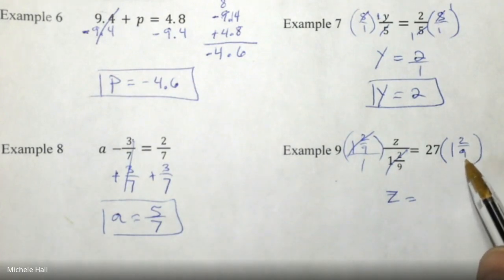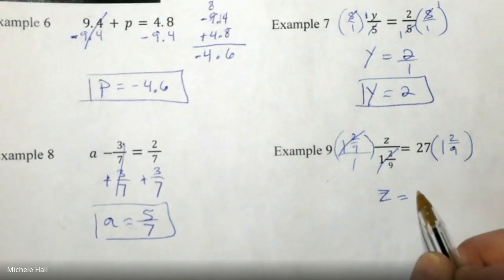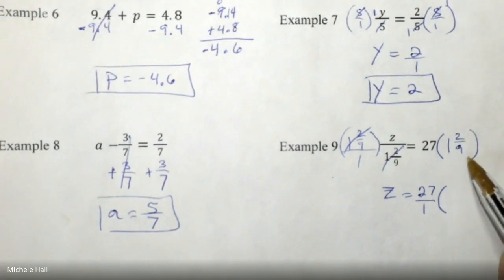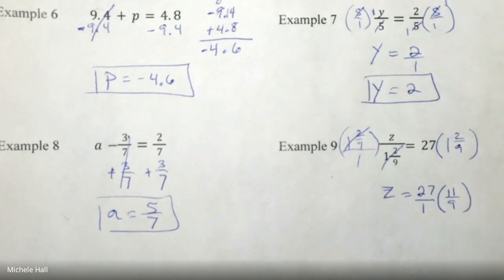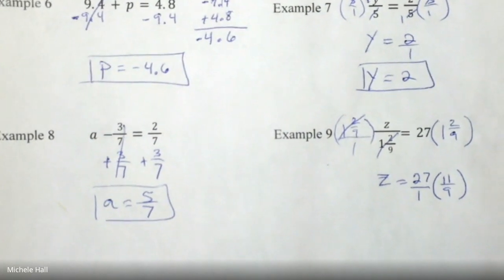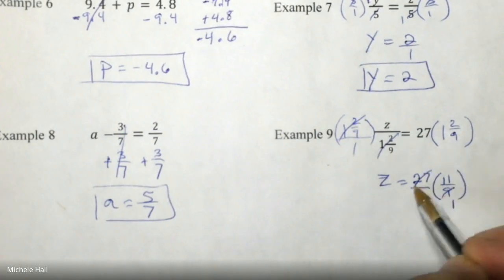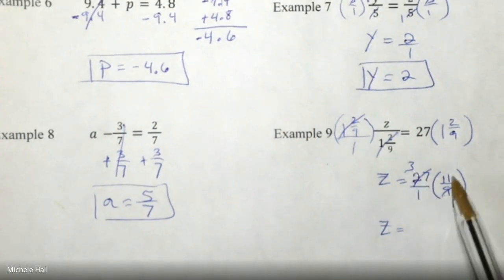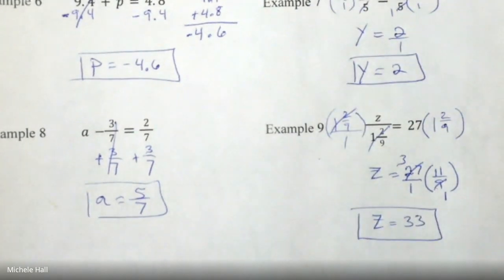How do I multiply fractions that have a mixed number? I need to change my mixed number into an improper fraction. We have 27, and I'm going to make that a fraction at the same time. And then changing 1 2/9 to an improper fraction, we have 9 times 1 is 9, plus 2 is 11/9. Now I'm ready to multiply my fractions. I'm looking for any cross canceling. I see that 27 and 9 have a common factor of 9. 9 divided by 9 is 1. 27 divided by 9 is 3. And now I'm ready to multiply straight across. 3 times 11 is 33. 1 times 1 is 1. My final answer is z equals 33.